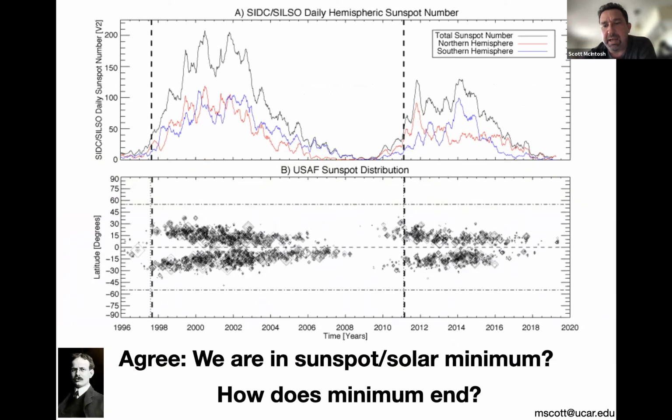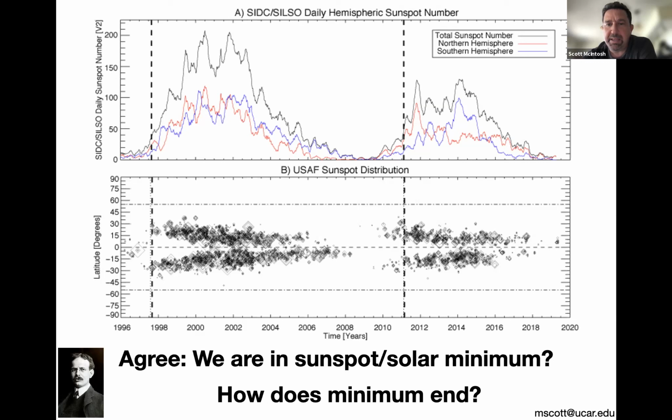We're going to now look at the contemporary data. We're going to look at the hemispheric sunspot number that I showed earlier. And we're going to look at the very recent butterfly diagram. Now, what is solar minimum? Solar minimum is sunspot minimum, okay? But it's the time when the sun makes no spots.